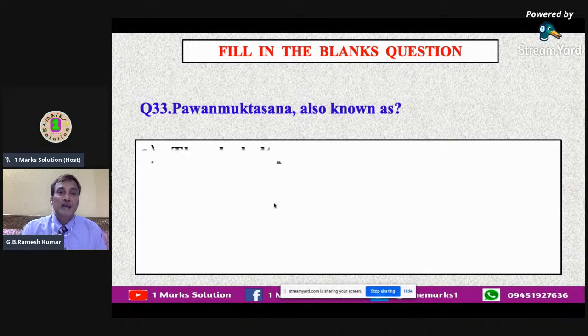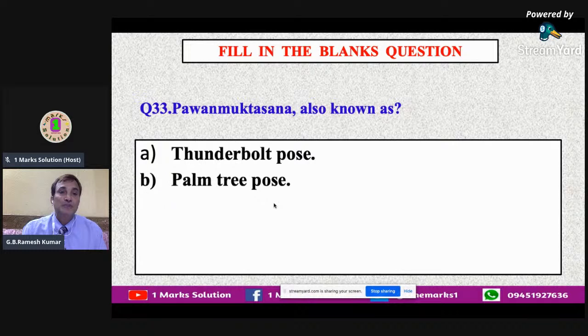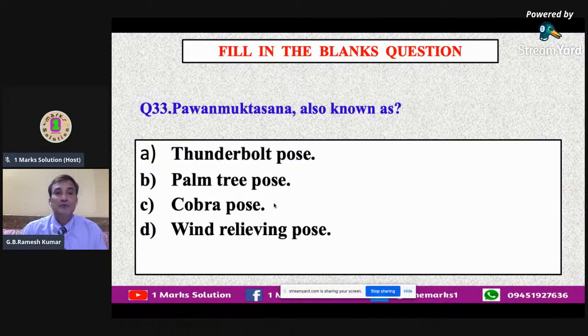Pavanmuktasana is also known as thunderbolt pose, palm tree pose, cobra pose, and wind relieving pose. Thunderbolt pose, as we just learned, is Vajrasana, palm tree pose is Tadasana, and cobra pose is Bhujangasana. So the answer is wind relieving pose.